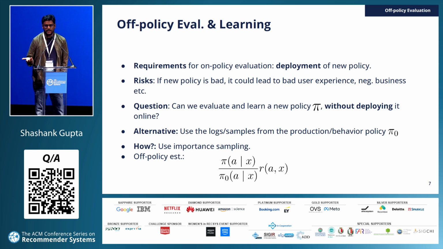Now, how do we do off-policy evaluation or learning? We use the importance sampling trick. So this is the off-policy estimate, which can be used for learning and evaluation, and which involves the importance sampling ratio, which is pi over pi naught, times R.